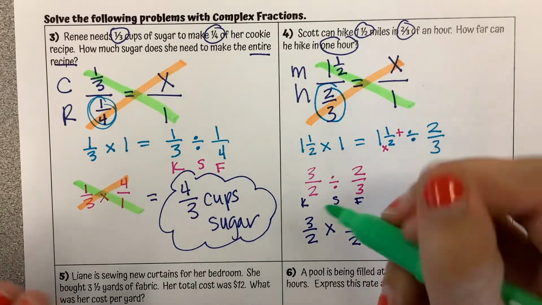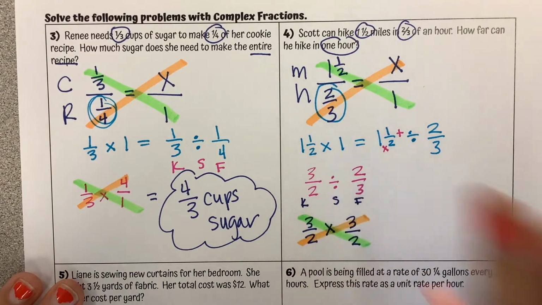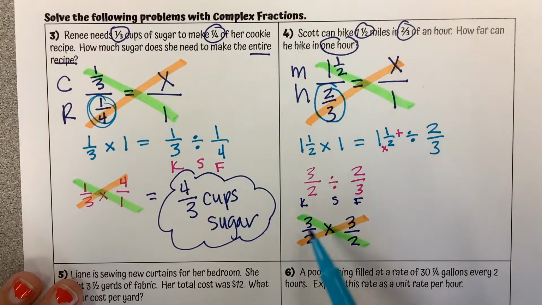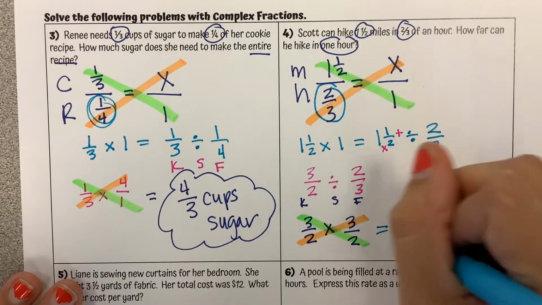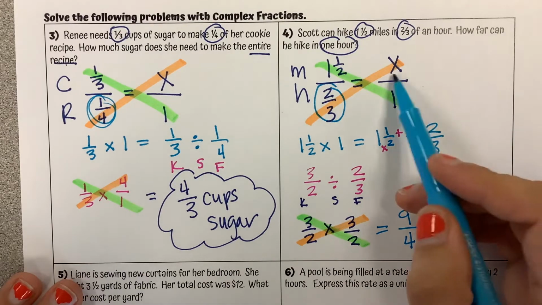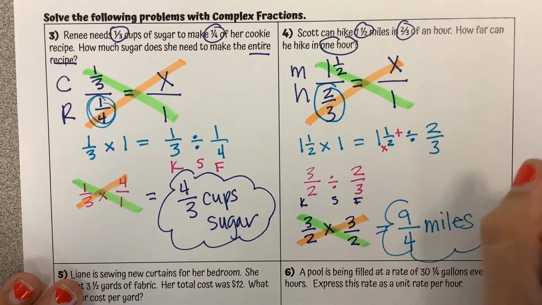I'm going to double check my diagonals to see if anything simplifies. In this case, nothing does, so I'm just going to multiply across. 3 times 3 is 9. 2 times 2 is 4. And we were solving for miles, so 9/4 miles.